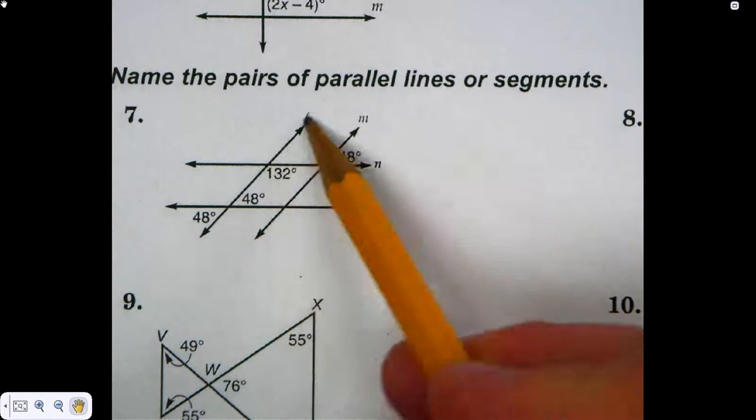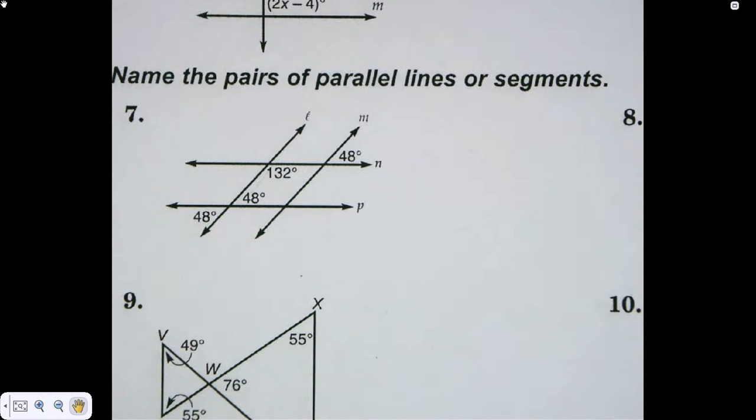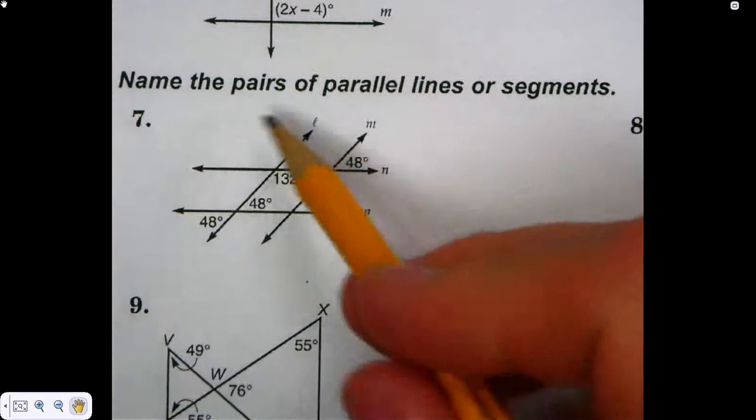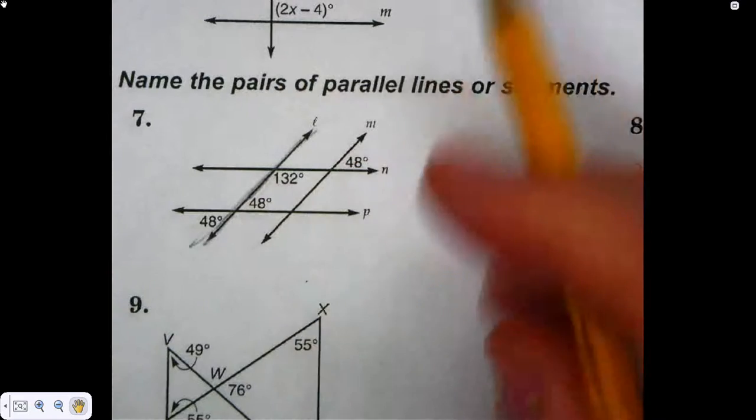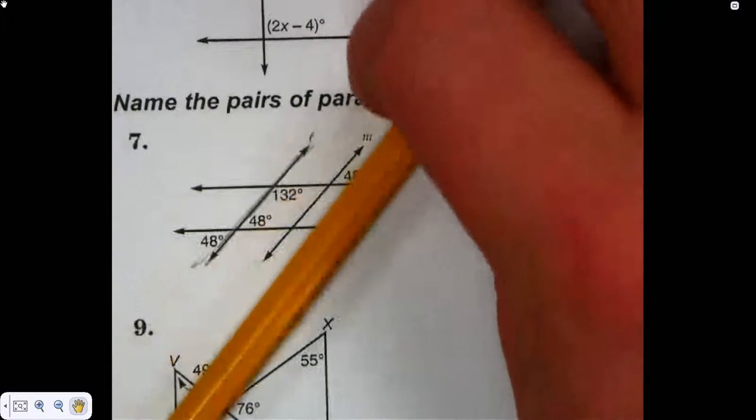So what you have to do is you have to have a transversal always, and then the two lines you're trying to see if they're parallel. First of all, I could make L my transversal, which means I'm going to forget about everything else over here, okay? So we'll put this over it. We're going to forget about everything else.